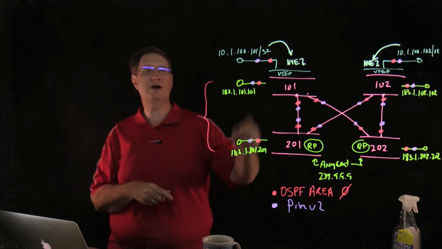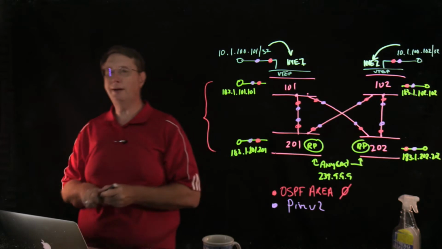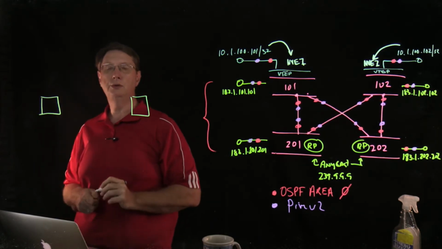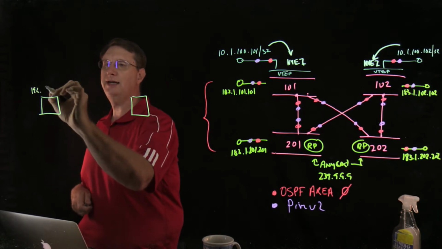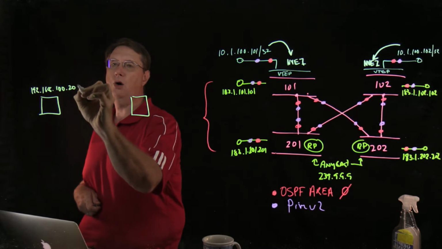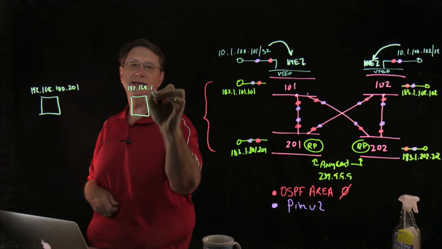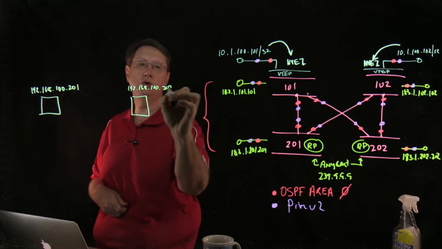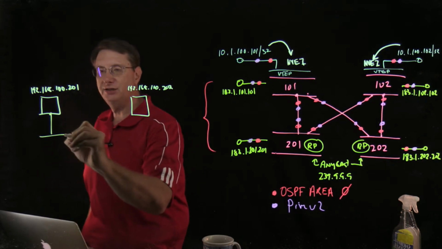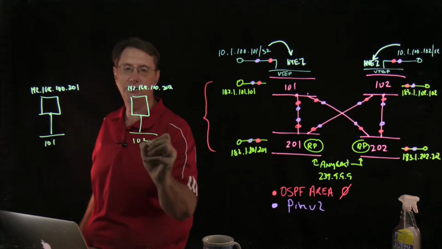We have a fully functional environment. Traffic is traveling from the host. In fact, let's go ahead and illustrate it. I have host 1 that needs to talk to host 2. I gave them IP addresses of 192.168.100.201 and 192.168.100.202. They're all /24s. This device is connected to the leaf, and this device is connected to the other leaf, 101 and 102.